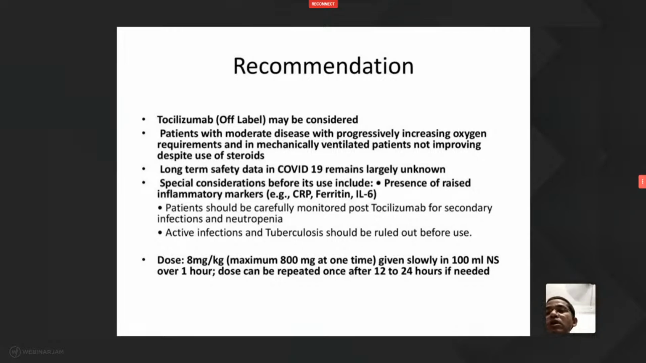As for the dose, ICMR has recommended 8 mg per kg, with a maximum of 800 mg at one time, given as a slow IV infusion in 100 ml normal saline over 1 hour, and if there is a clinical improvement, the dose can be repeated after 12 to 24 hours.